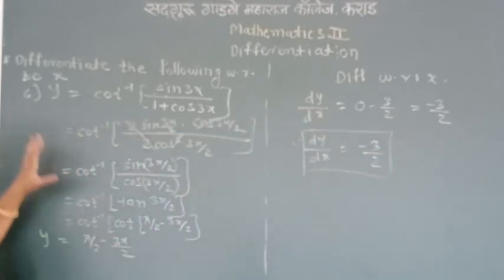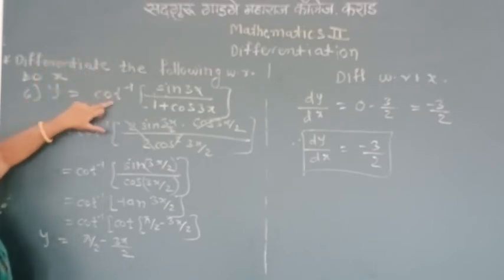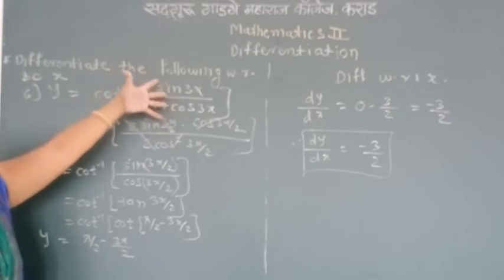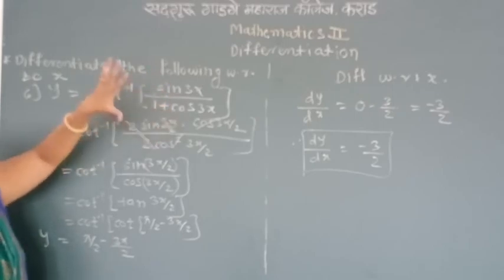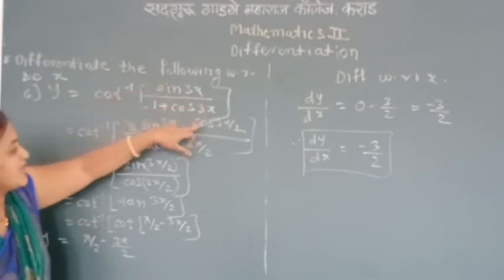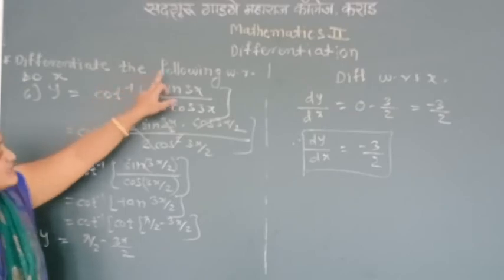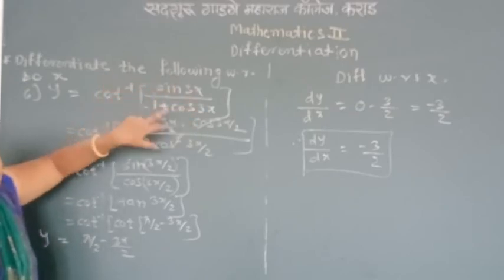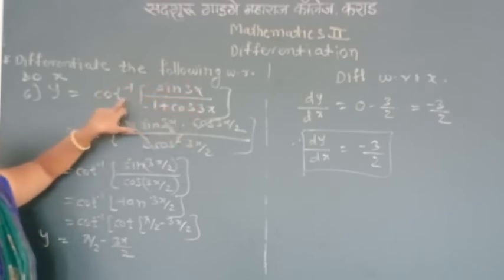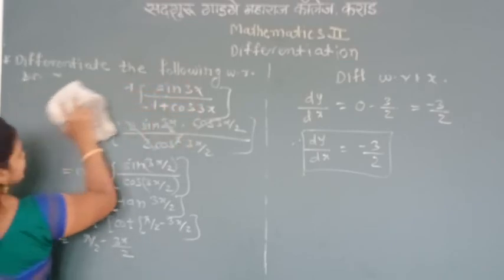So for that type of question, suppose there is a cot term or tan term and inside the bracket another trigonometric ratio is present, at that time we convert it. Suppose here tan, we can convert it into tan or cot. Suppose here sec, we can convert it into sec and cosec. Suppose here sin inverse, we can convert it into sin and cos. So similarly we can take the next example.